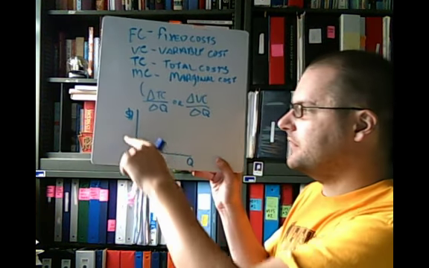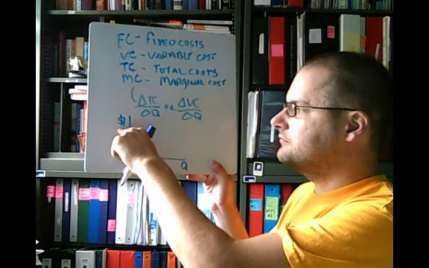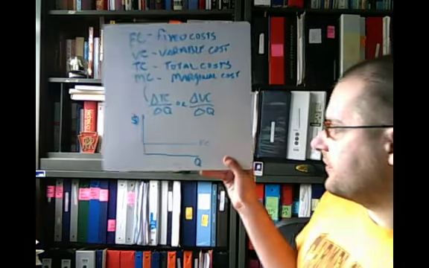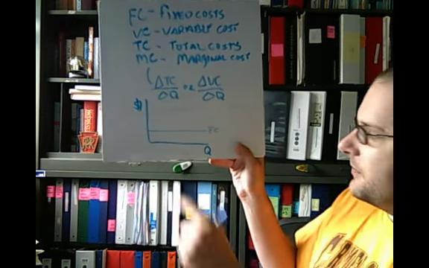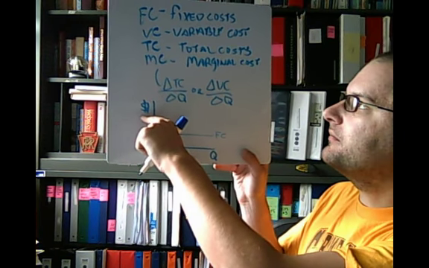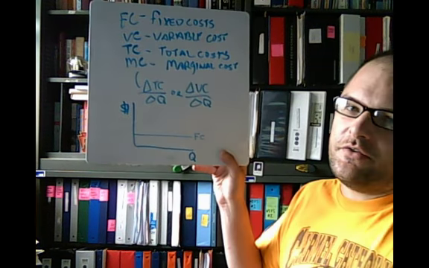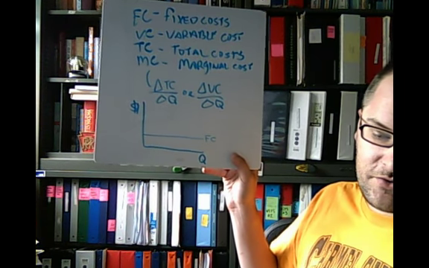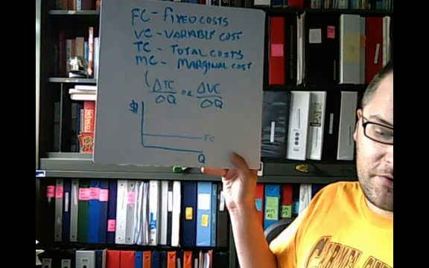Now if we look at how these are actually shaped, with Q being my output, dollars here, my fixed cost would actually be a horizontal line, right? Because it doesn't matter what the quantity is, the dollar amount is always the same. Now the variable cost. The question would be, how is the total variable cost curve shaped?